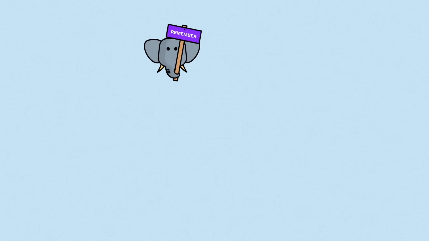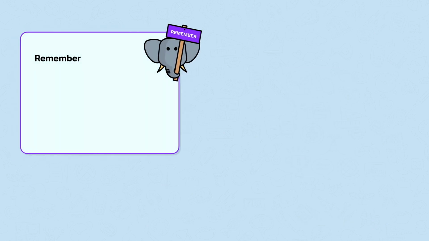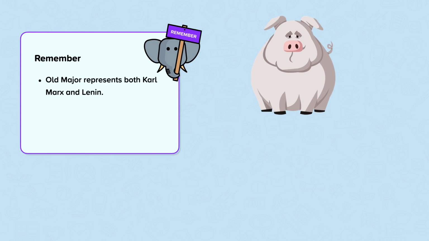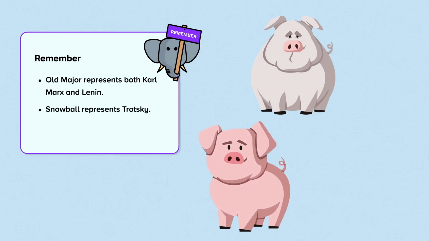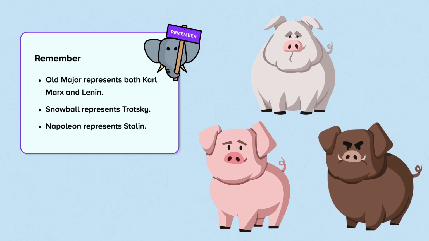Whenever we write or think about Animal Farm, it's important to remember Old Major represents both Karl Marx and Lenin, Snowball represents Trotsky, and perhaps most important of all, Napoleon represents Stalin.